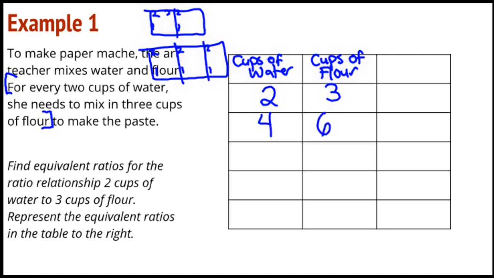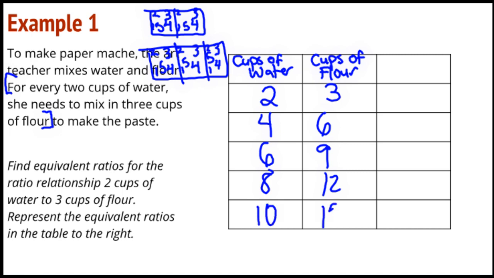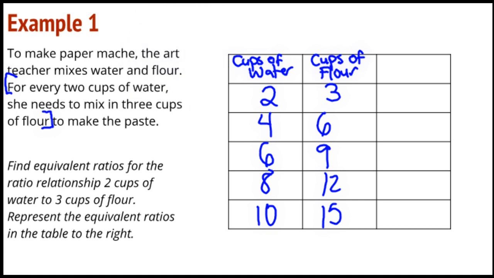I could put in a constant of 3, which would give me 6 to 9. And I could put in a constant of 4, and 4 would give me 8 and 12, and I could put in a constant of 5, and 5 would give me 10 and 15. So I could use a tape diagram to help me complete the table.